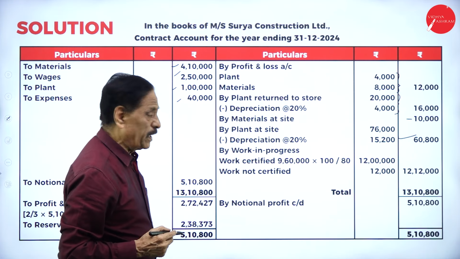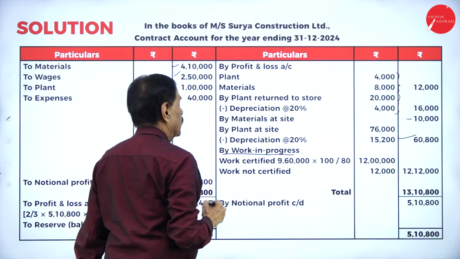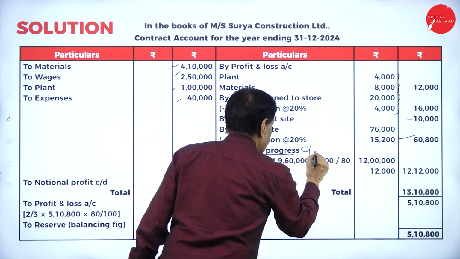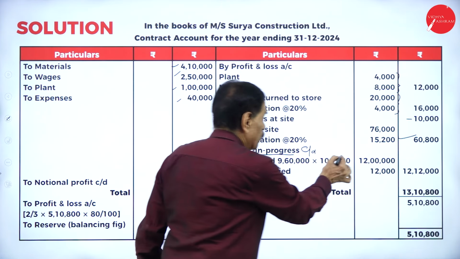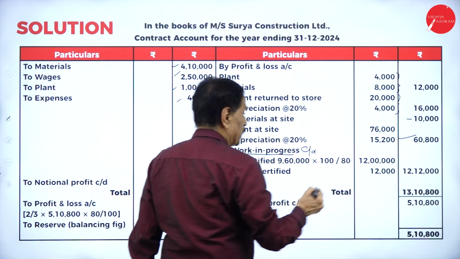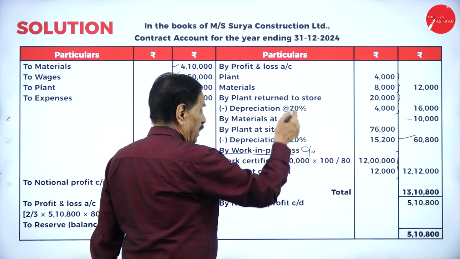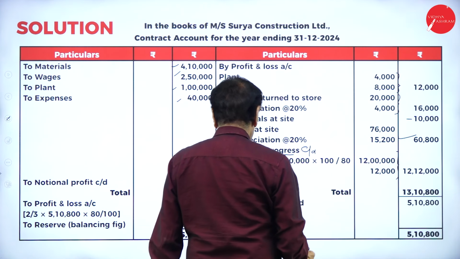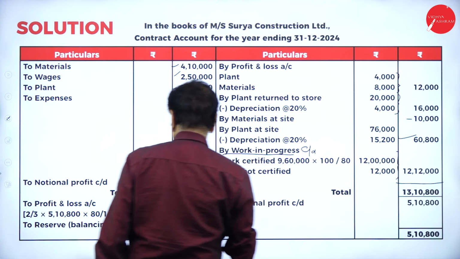Work in progress. This is your work in progress, carried down. Work certified 9,60,000, 100 by 80, it works out to 12 lakh. Work not certified, uncertified is 12,000. It becomes 12 lakh 12,000. The total on this credit side is 13 lakh 10,800.